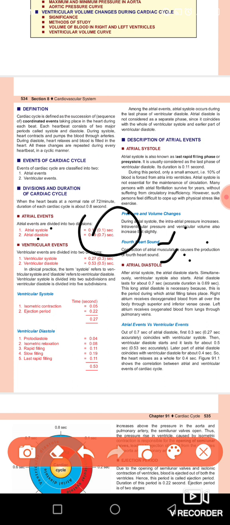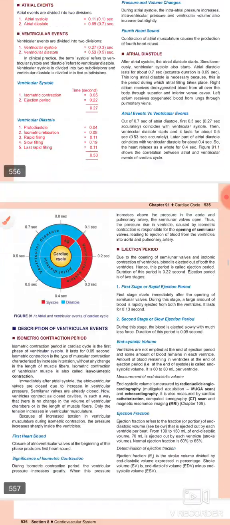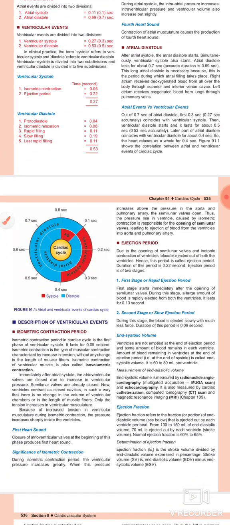In the isometric event, what is it? The same length, same volume, but the pressure and tension increase. What was its cause? Yes, very good. Caused due to the opening of the semilunar valve. After that, we have another thing, which is the ejection period. The ejection period is due to the opening of the semilunar valve, and it is isotonic contraction. Now the blood is ejecting out of your ventricles.